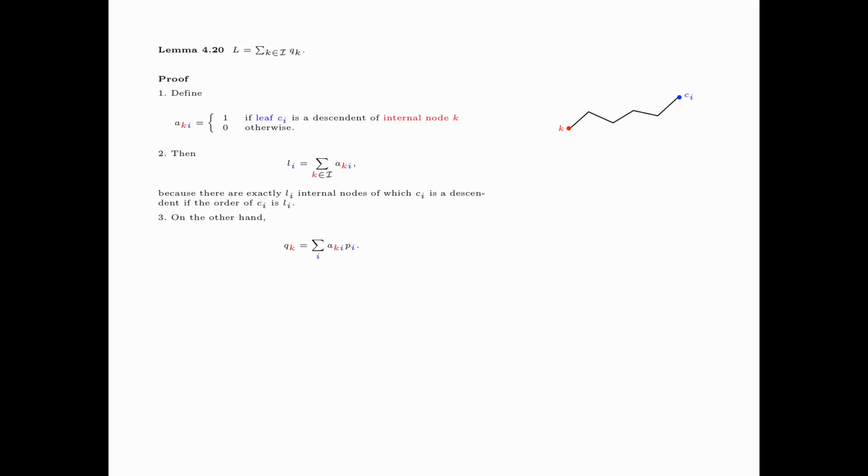On the other hand, q_k, the reaching probability of internal node k, is equal to the summation of a_ki times p_i over all i, where this summation is precisely the total value of the probability masses descending from internal node k. Now the expected length of the code L is equal to the summation over i of p_i times l_i, where l_i is equal to the summation of a_ki over all internal nodes k. In the next step, we change the order of the two summations. Here, the summation over i of p_i times a_ki is equal to q_k, the reaching probability of internal node k. Therefore, we have shown that L is equal to the summation of q_k over all internal nodes k, proving the lemma.